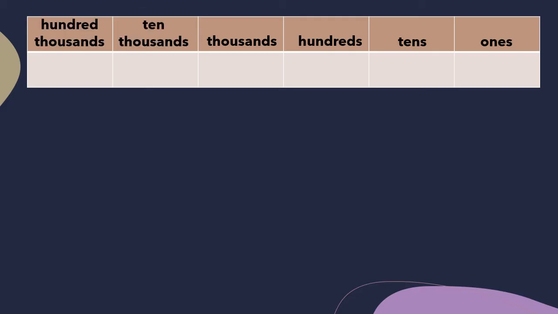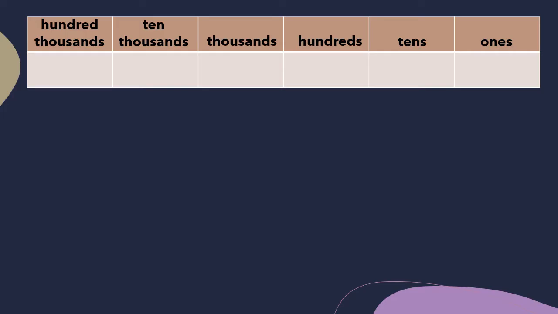So here is my blank place value chart. We are going to do the exact same thing that we have been doing since working with place value through the hundreds, through the thousands, through the 10,000s, but we're just adding one more place. So we've worked with ones, tens, hundreds, thousands, 10,000s, and 100,000s now.